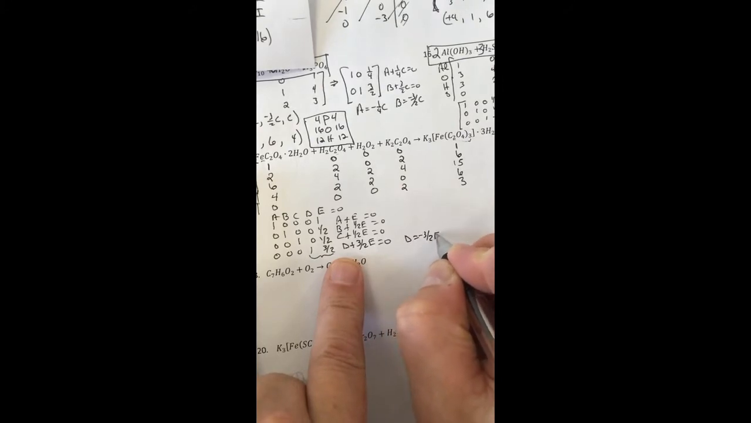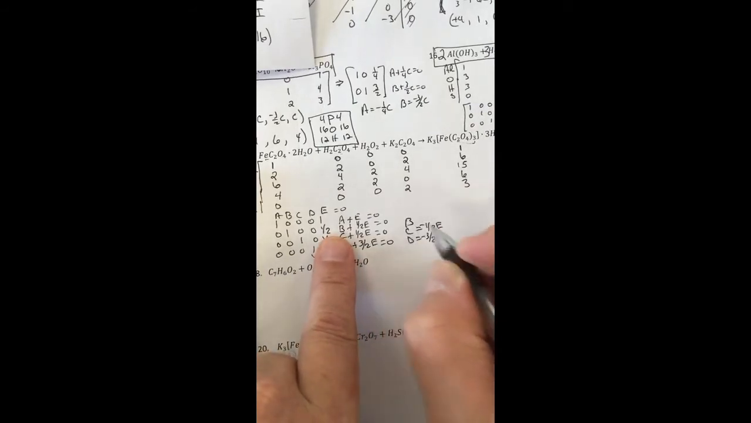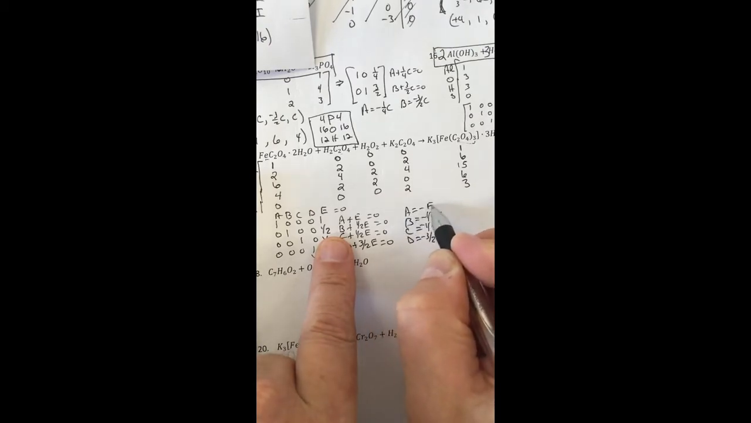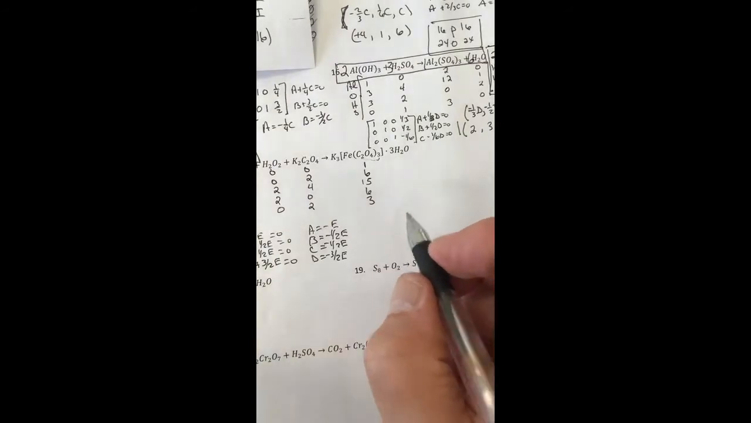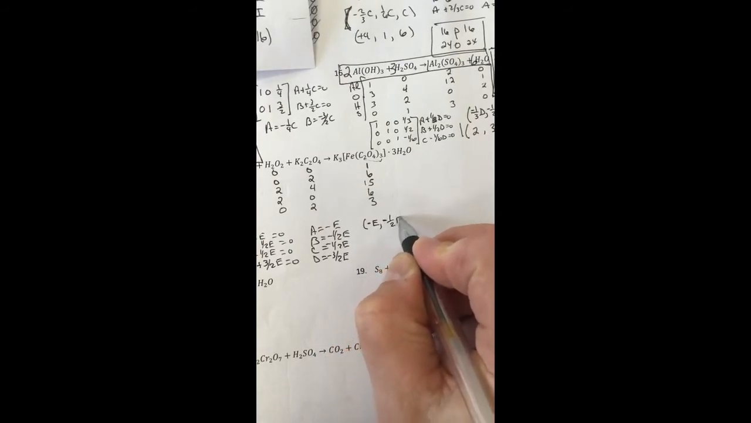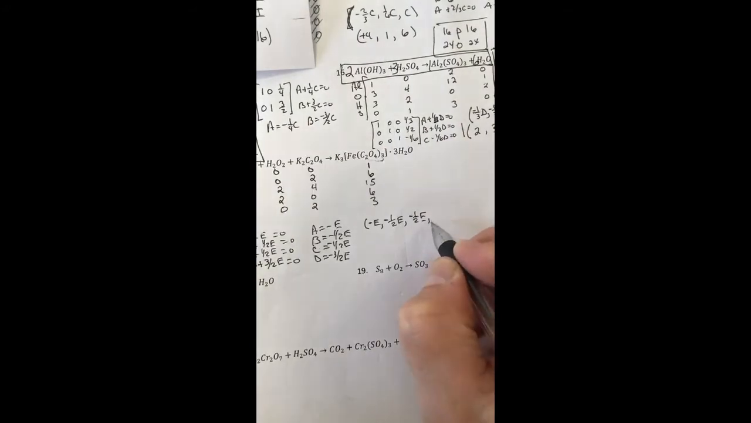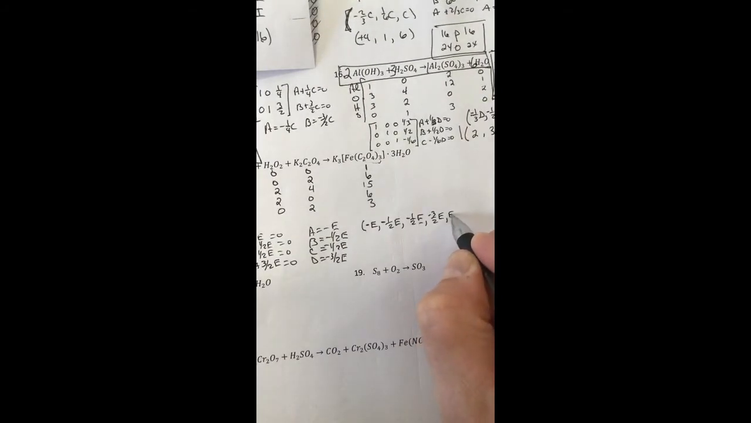So there's the relationship. D is negative 3 halves E. C is negative 1 half E. B is negative 1 half E. A is negative E. So the relationship then is A is negative E. The second spot is negative half of an E. The third spot is negative half of an E. The fourth spot is negative 3 halves of an E, and then we get to pick E.